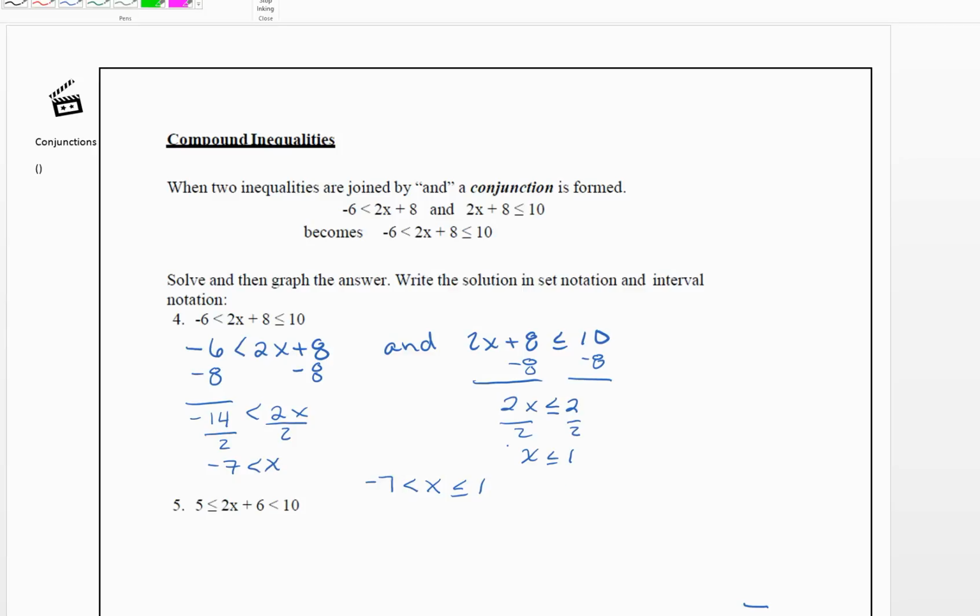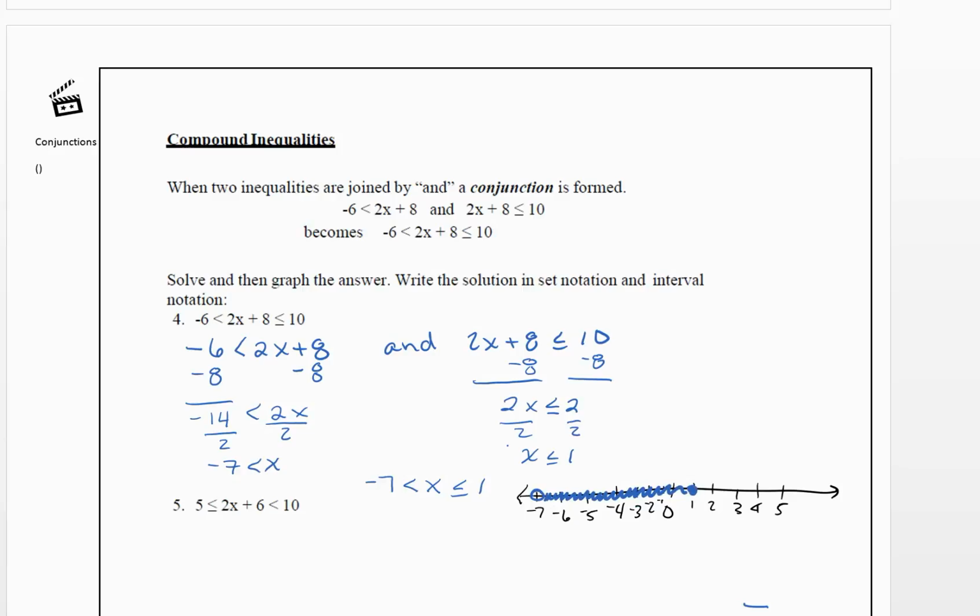So graphing our answer, we'll do -7, -6, -5. Okay, so we want to go between -7 and 1. So at -7, it's a less than, so we're just going to use an open dot, and x is less than or equal to 1, so we're going to use a closed dot, and we want everything in between there. Okay, so that's the graph of our solution.